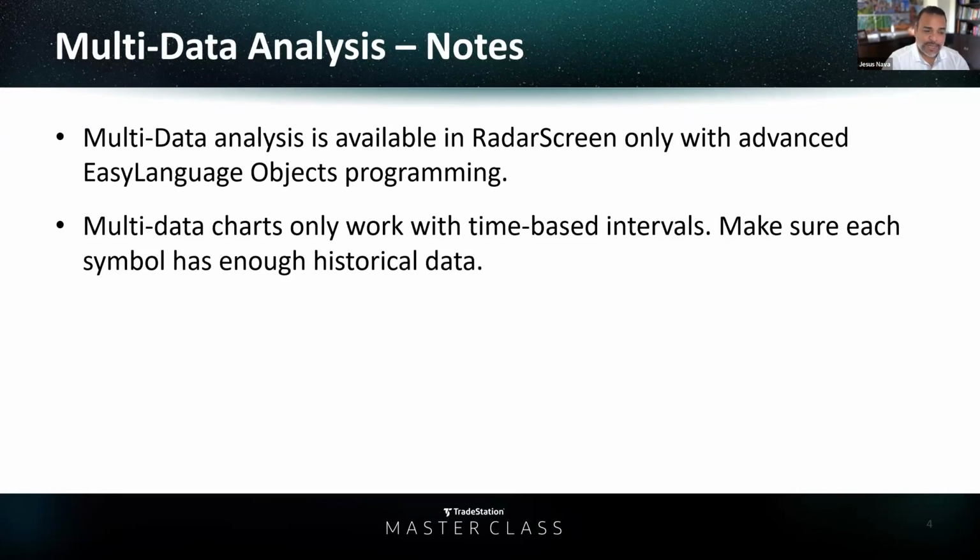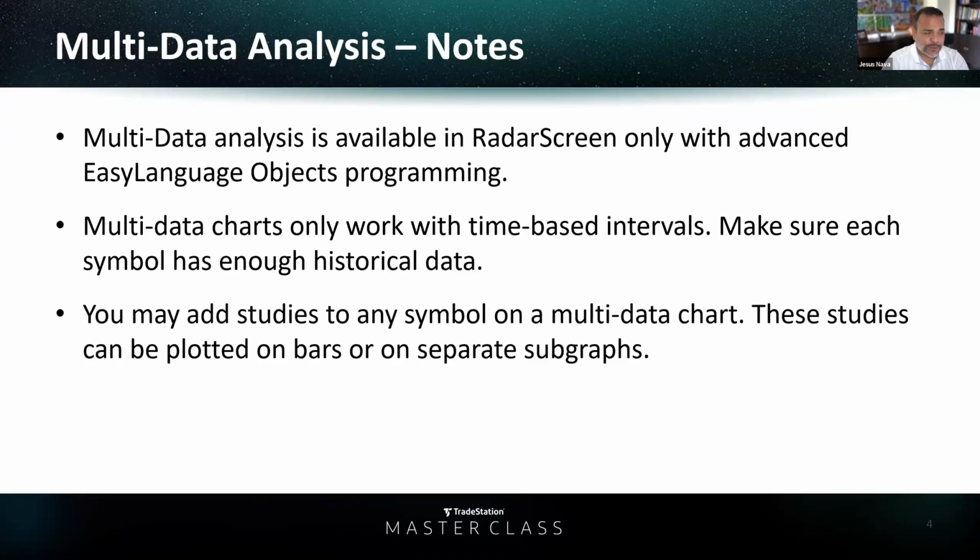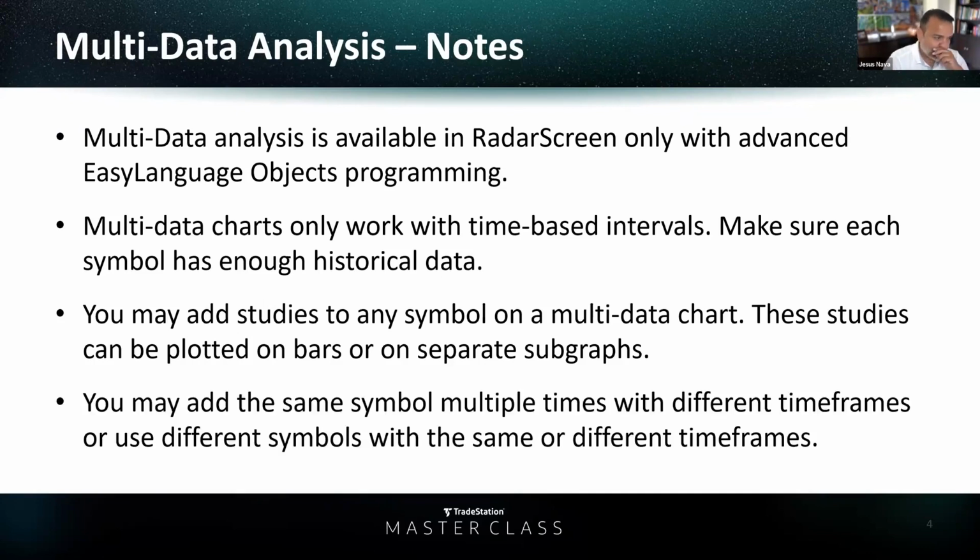Multi-data charts only work with time-based intervals, so no activity-based charting or price-based charting. Just make sure that the symbol has enough historical data. You may add studies to any symbol on a multi-data chart. This is pretty cool because when you have multiple symbols on a chart and you add a technical study, TradeStation should ask you, where do you want the study to go? By default, it'll always go to data 1, so it'll assume that you're adding the study to data 1. But you have an opportunity to say, no, I don't want this study on data 1, I want to put it on data number 6, if that were the case.